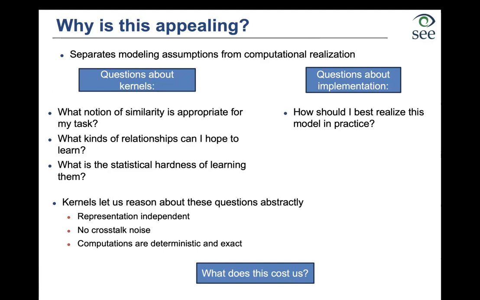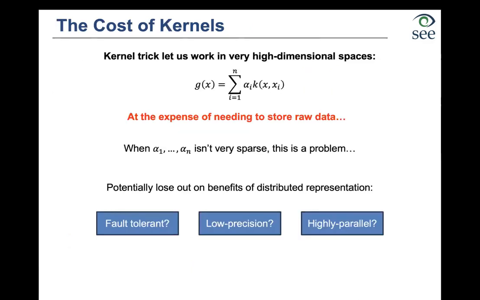So this all seems very nice and provides us with a nice abstract theoretical framework, but what is the cost of doing this? Basically, the kernel trick allows us to work in very high dimensional spaces, so we can capture very rich types of similarity using kernel functions. But the cost is that we have to store raw data to evaluate the prediction function. Remember, when we're doing the kernel perceptron, we remember all of the points on which the kernel made a mistake. Or if we're doing a support vector machine, we need to remember all the support vectors in our data.